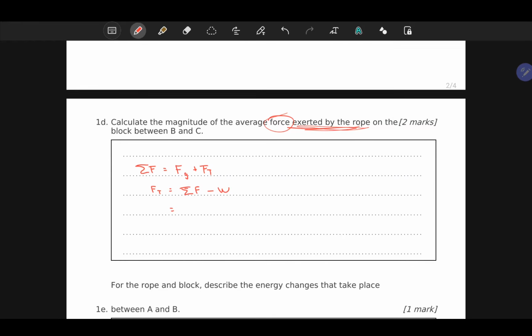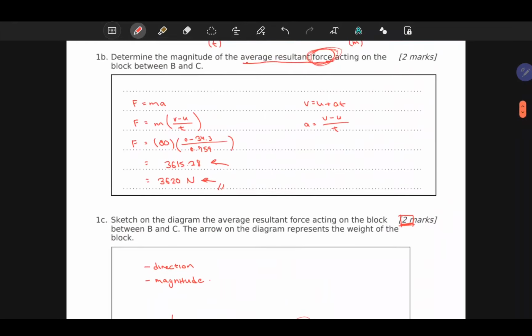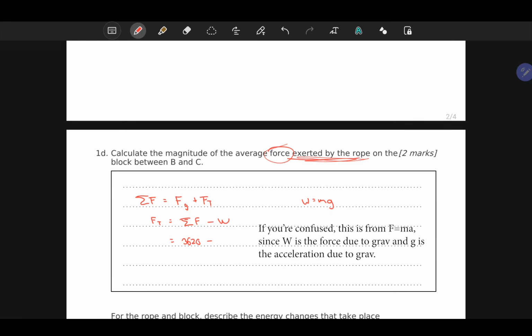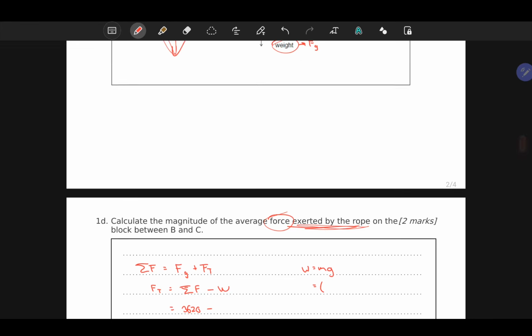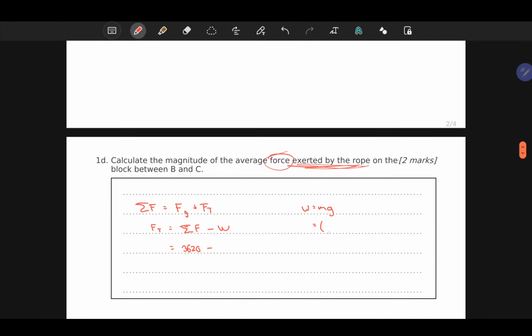And we can think for a second. We know the resultant force already, right? 3,620, if I'm not mistaken. Yeah. And we've got to find out the weight. How do we find the weight? It's usually given by weight is equal to mg, right? The mass of the object and the acceleration by gravity. So we're given the mass of the object, which is 80 kilograms, and we're given the gravity, which we all know, the acceleration by gravity. If we put that in the calculator, we get 784.8.